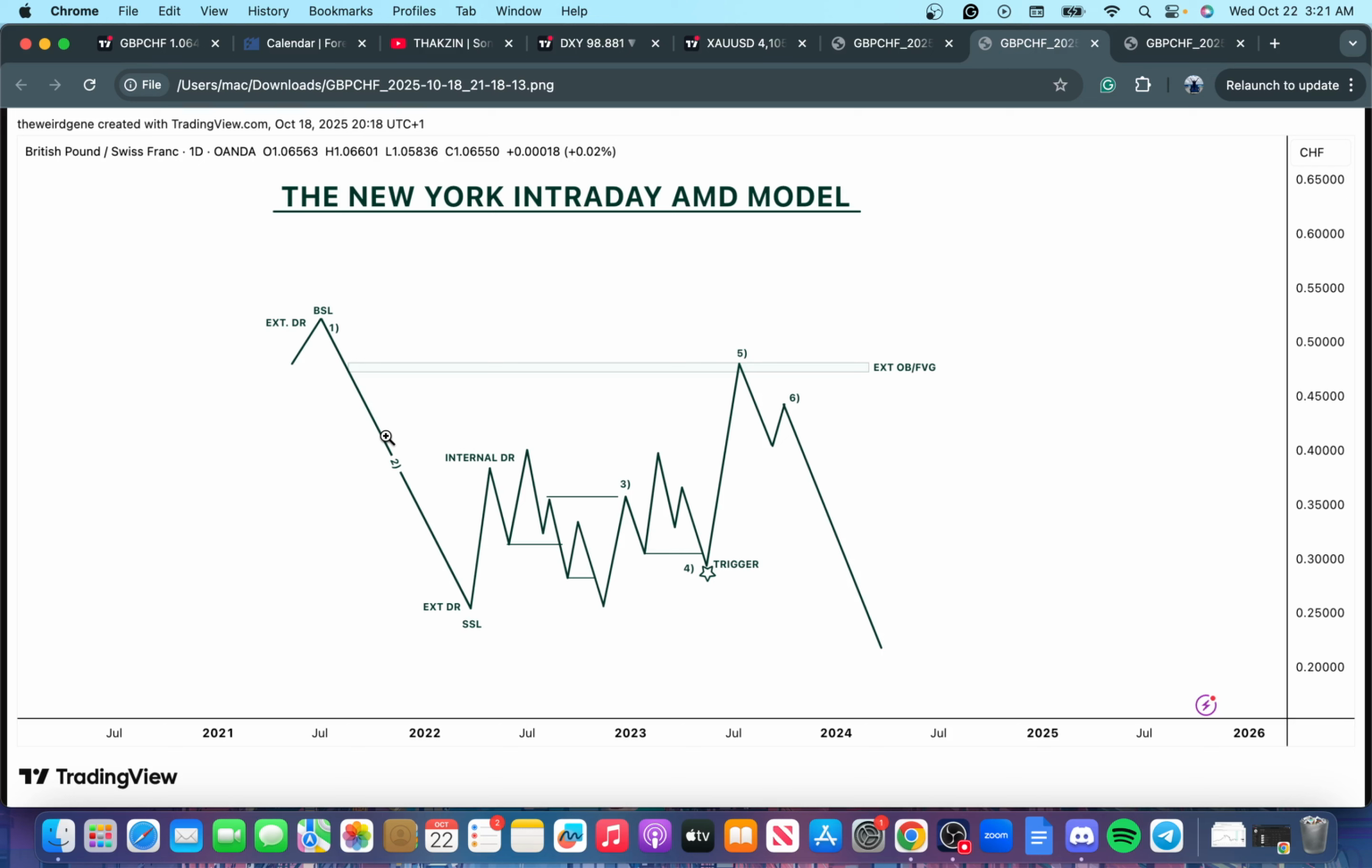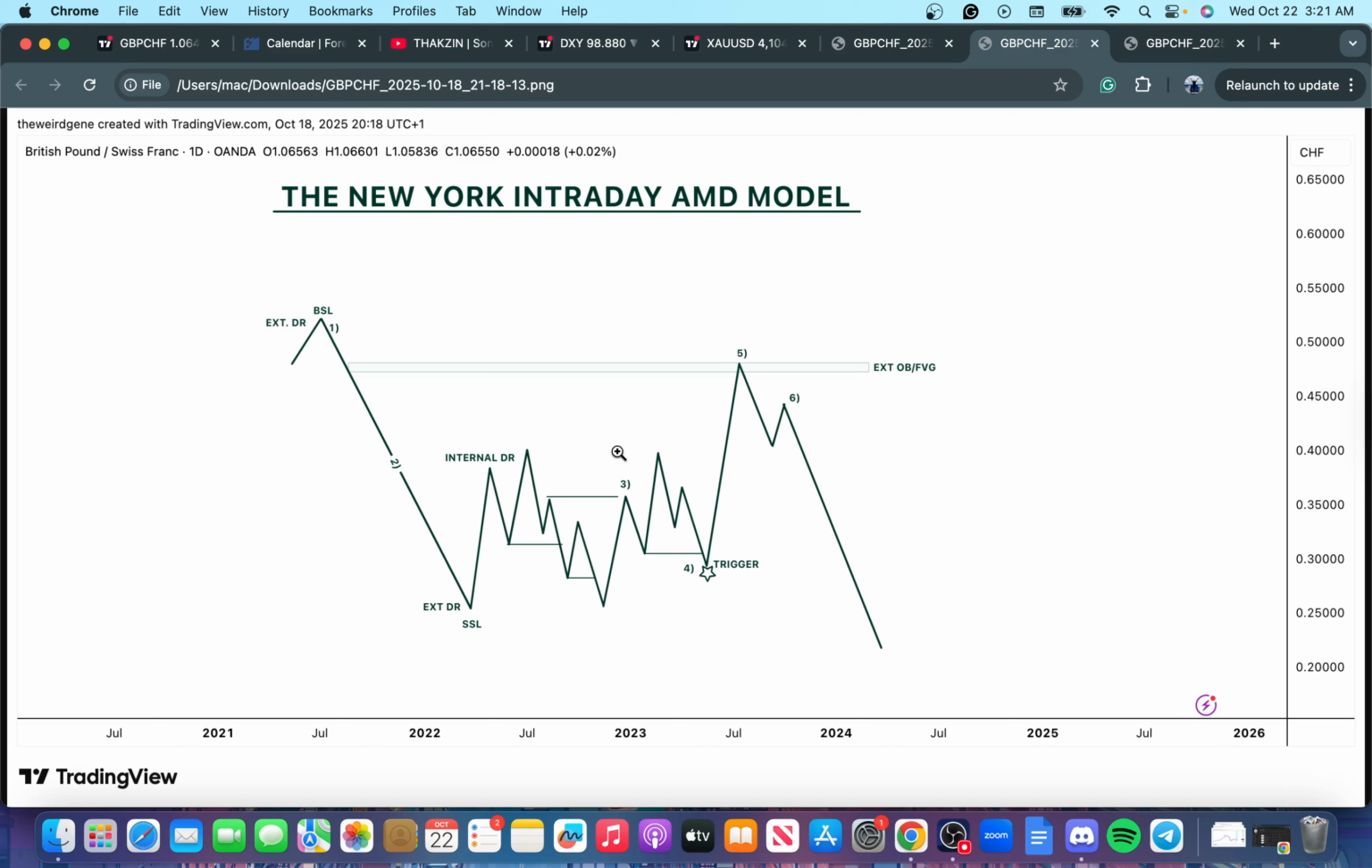So the initiating swing should strictly form during Asian session. This is time specific, and we're looking for overextension. We're not looking for small moves during Asian session. We're only looking for overextended Asian sessions. Once we identify overextended Asian sessions, then we potentially have our intraday AMD model being formed.